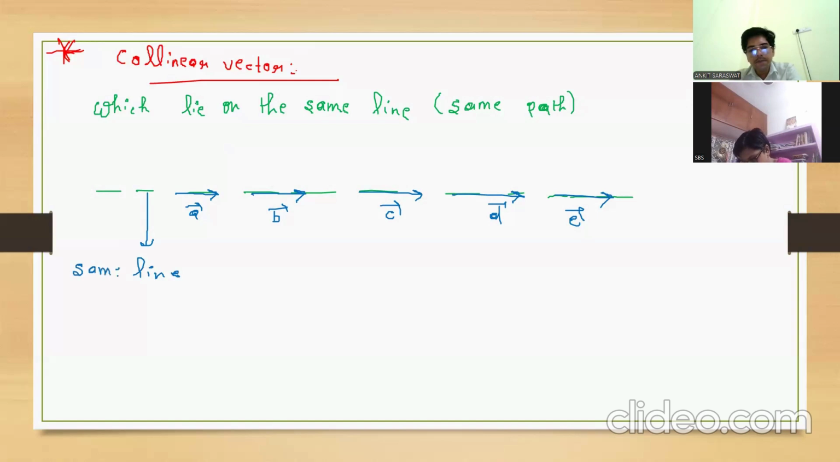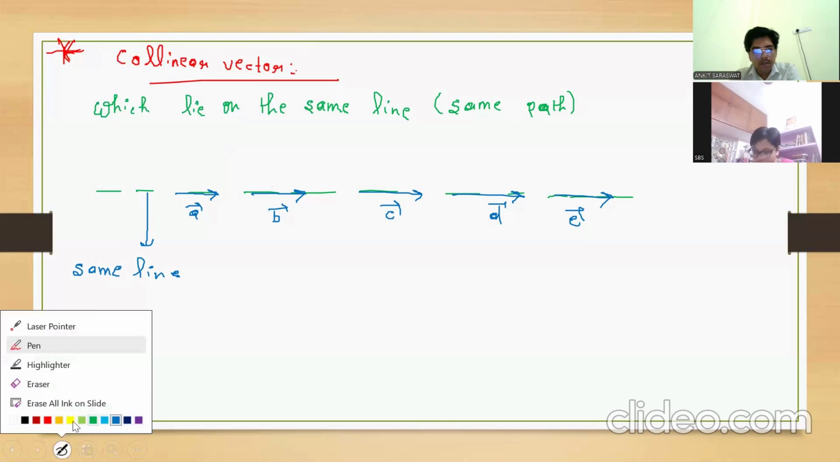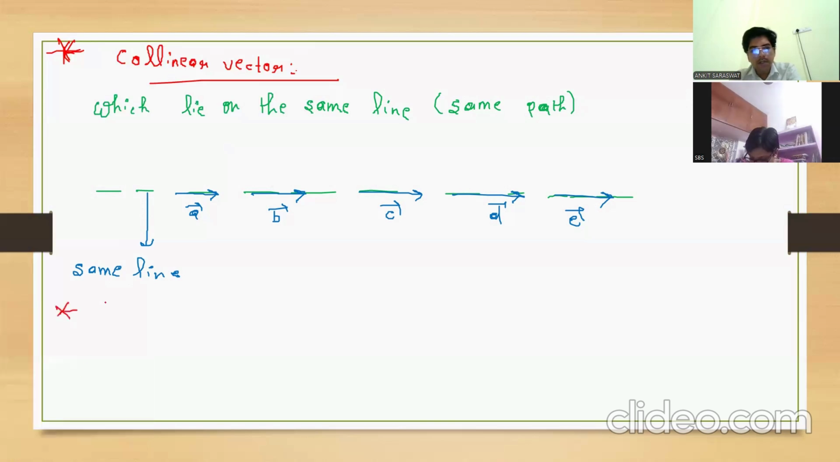Okay? Next is coplanar vector. Coplanar vector. Coplanar means which lie in the same plane. Clear? You can write which lie in the same plane.